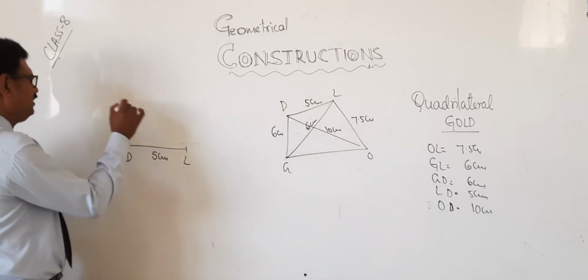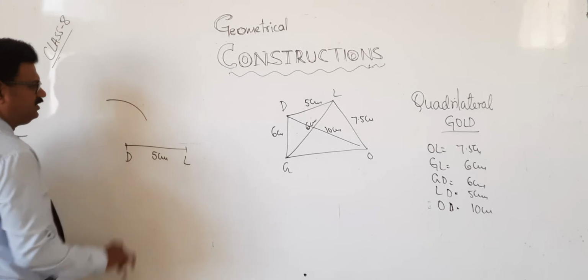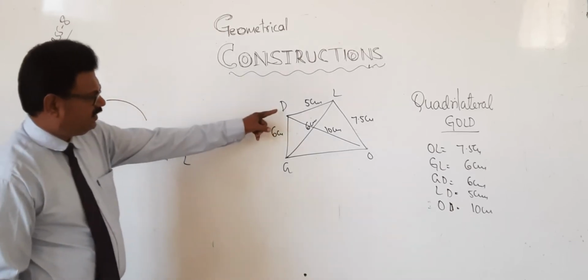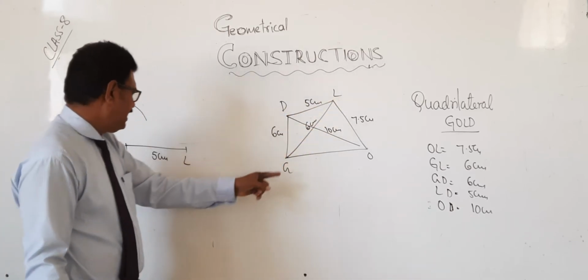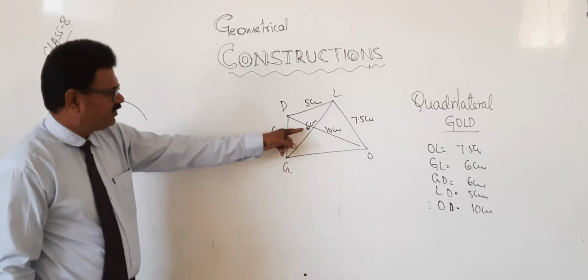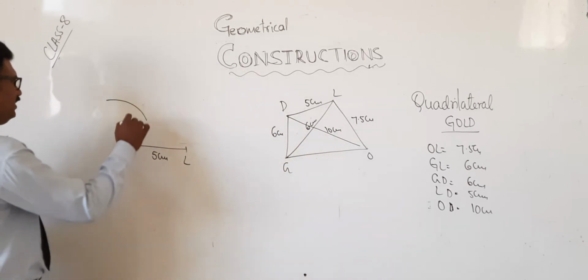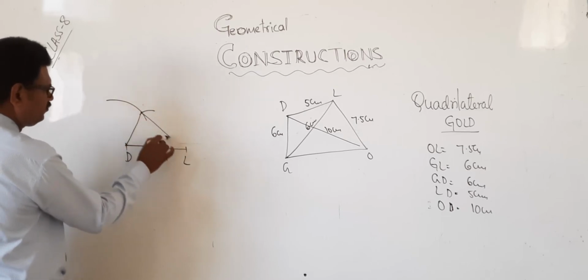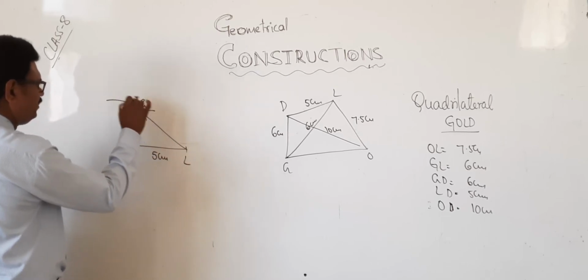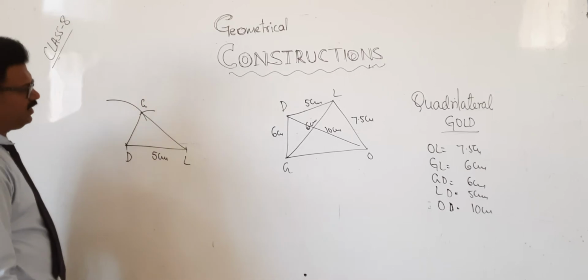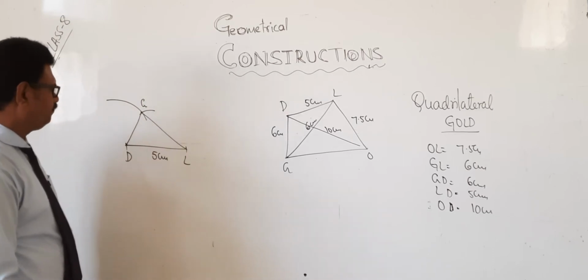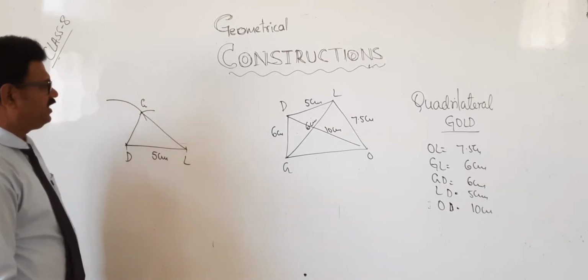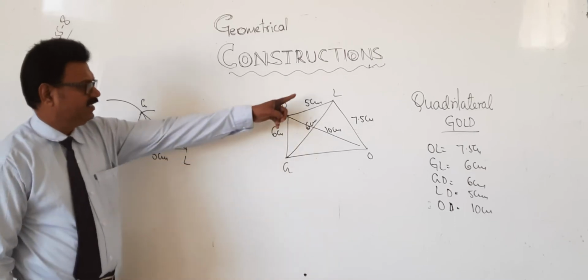Take the compass and draw like this, DG. But at the same time, LG is also there. How much is LG? 6. Both intersect. This is nothing but G. Okay? Now what is remaining? The O point is remaining.